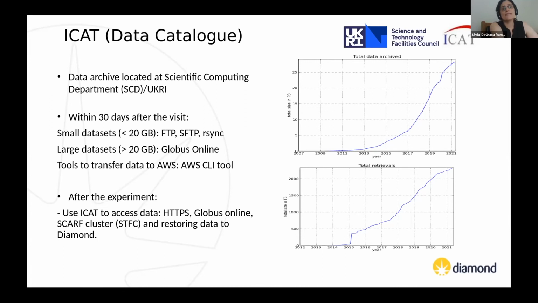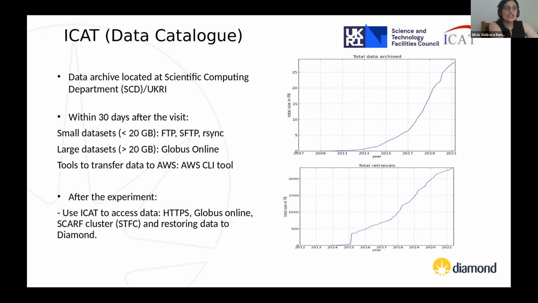For small data sets, we recommend using FTP, SFTP or rsync. And for larger data sets, we recommend using Globus Online. For Globus Online, ideally, if your university or department could install an instance of Globus Online for your use, it will be better because it can have a better setup, a better network, especially for large amounts of data. And especially for industrial users, the AWS CLI tool is quite popular as well.